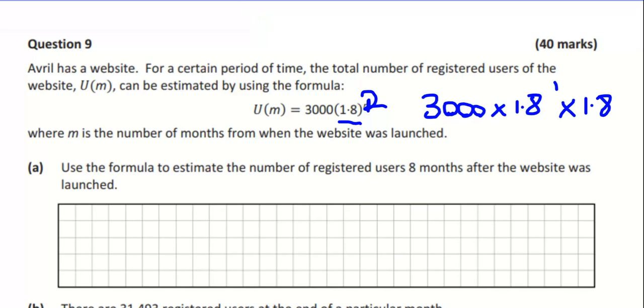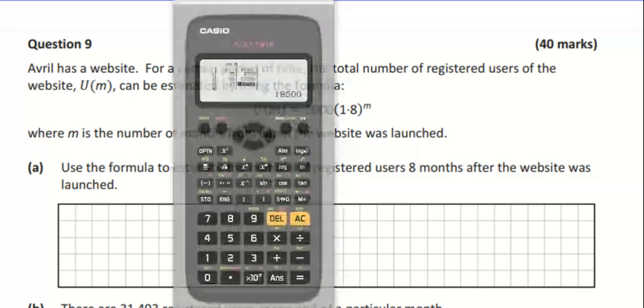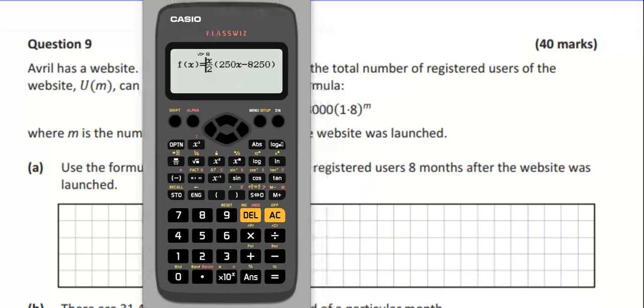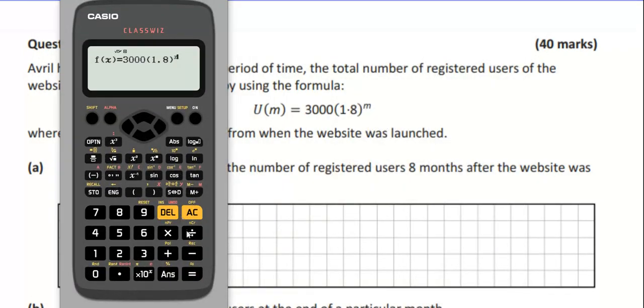Okay, so let's begin. I could have a quick look at my table function. Once again, table function is so useful in these questions. I can simply have 3000 multiplied by 1.8 to the power of x instead of m. And we're talking about the number of users on a website. Okay, start at 1, end at 20. You can see that's going up all the time, isn't it? And after 8 months, how many people is there?